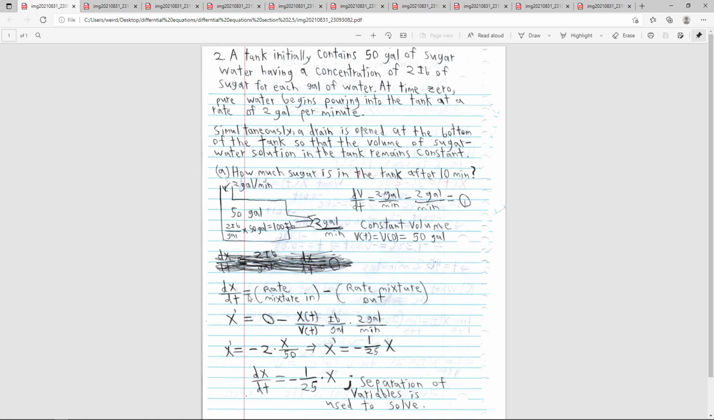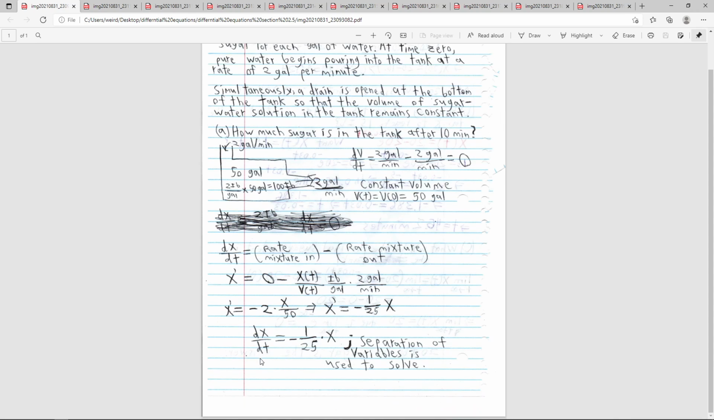So dx/dt is, we can write this as x prime equals 0 minus x of t over v of t times 2 gallons per minute like before. Its rate mixture in is 0 because it's pure water in. So x prime is equal to negative 2 times x over 50, or x prime equals negative 1/25 x.